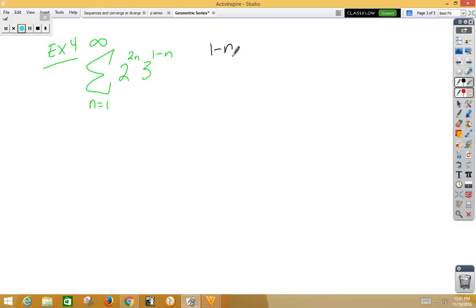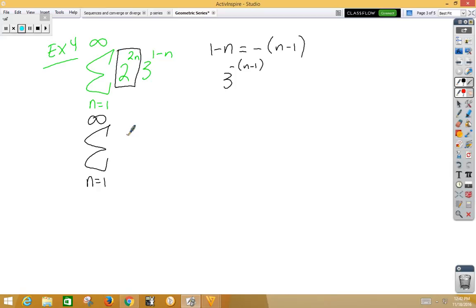So if I have 1 minus n, that's the same thing as taking out a negative and reversing it. Well, now I've got a negative exponent, 3 to the negative n minus 1. We could put that on the bottom of a fraction, rewrite as n is 1 to infinity. Now, 2 to the 2n, I'm going to think of that as 2 squared to the n. On the bottom, I have 3 to the n minus 1. Well, that's looking a little bit better, but let's see what we can do about this 3 to the n minus 1. Could rewrite that as 3 to the n times 3 to the negative 1. Now I've got this negative exponent that can move to the top.